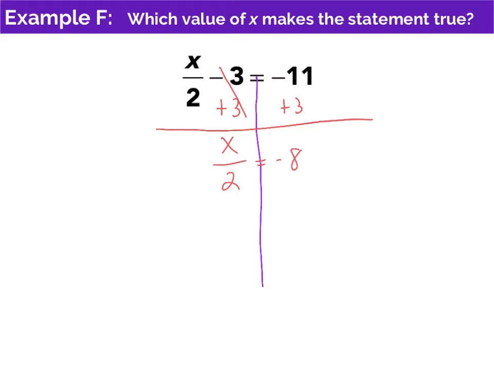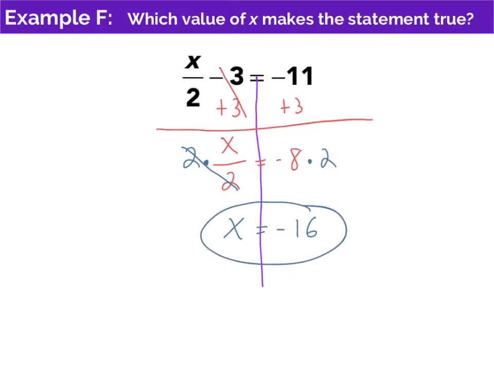Now I need to get rid of that divided by 2. So the inverse operation of divide by 2 is to multiply by 2. I'm going to multiply by 2 on both sides of my equation. 2 over 1 times 1 over 2 is going to cancel each other out and leave me with x. Negative 8 times positive 2. Negative times a positive is a negative. 8 times 2 is 16, so negative 16 is my answer there.